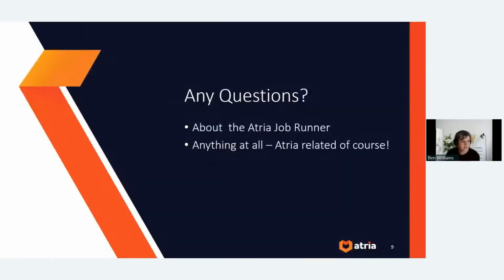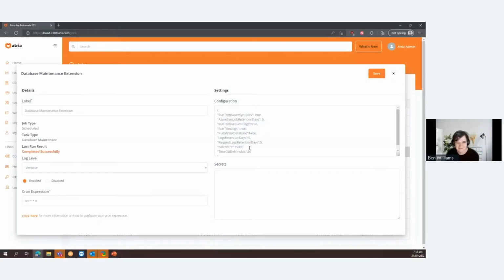Yeah, so any other questions about the job runner? I guess the most interesting one is probably the database maintenance one that I've got open here. So just to quickly go over this as well, this basically trims down all of the logs tables that you don't use very frequently. It then shrinks the database and you can set the retention size and the batch of records to process at once.